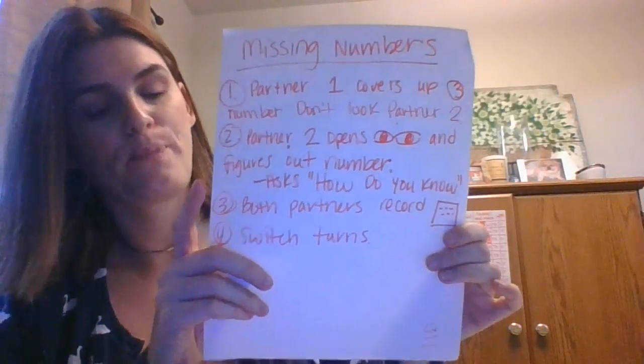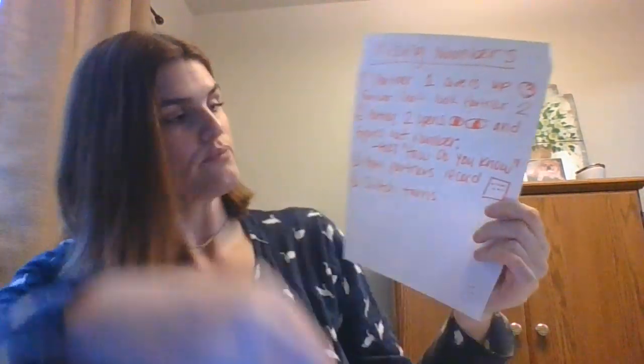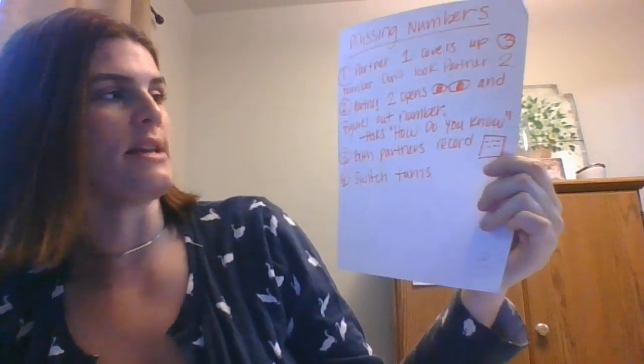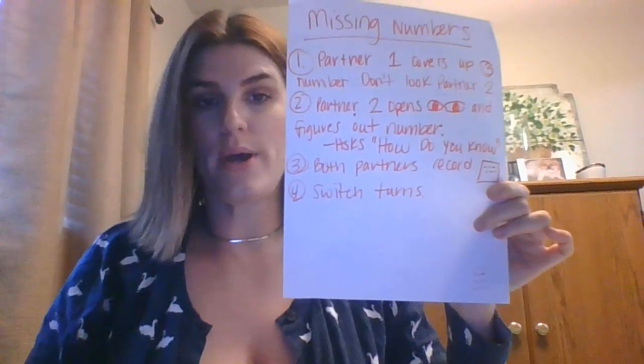Covering up 3 numbers. And we're not peeking. Don't peek. Okay. So we finished step number 1. Miss Douglas covered up 3 numbers. Partner 2 opens their eyes and figures out the numbers. All right, here we go. That's you. Got to figure out the numbers.